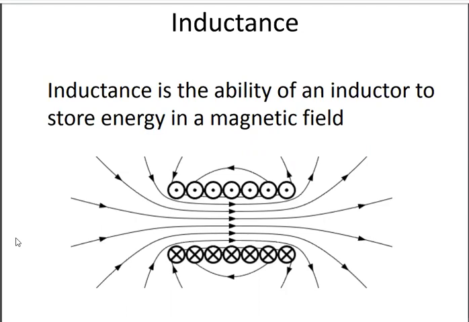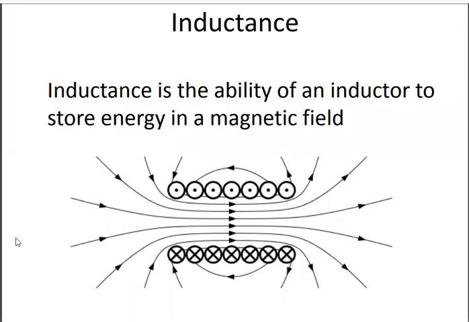Inductor is another passive circuit element, just like capacitor and resistor. It is a two-terminal device. An inductor is just like a coil, a solenoid, and a solenoid has two terminals. So inductor has two terminals. Actually, solenoid itself behaves as an inductor.